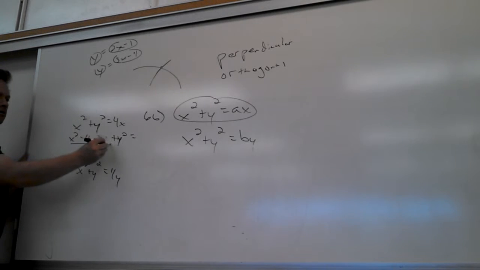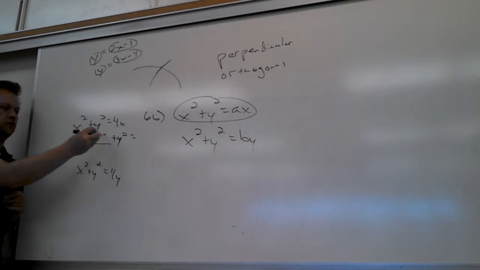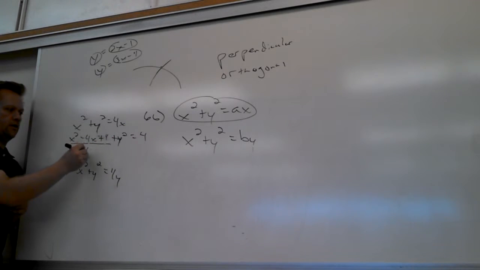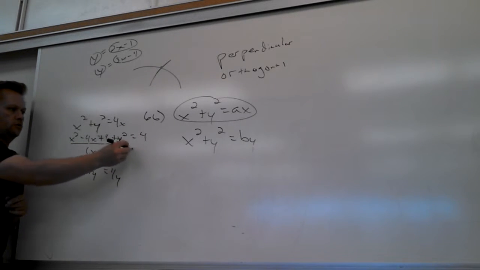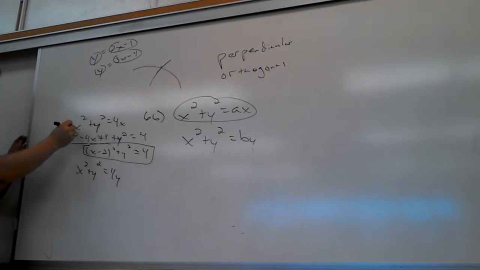Do we remember how to complete the square? 4. Yeah, half of -4 is -2, squared is 4. If I add 4 here, I better add 4 there. So now I get x minus 2 squared plus y squared equals 4. That's one thing. Now, where did I get this from and this from?